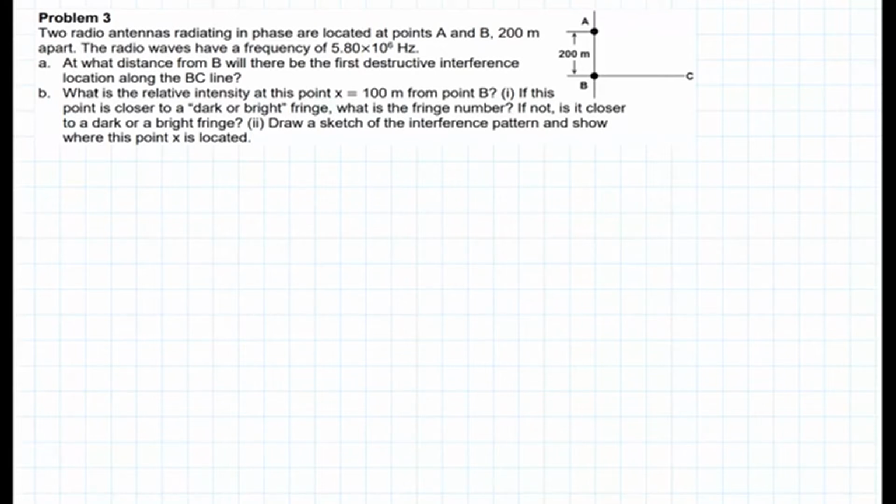B. What is the relative intensity at the point x equals 100 meters from point B? I. If this point is closer to a dark or bright fringe, what is the fringe number? If not, is it closer to a dark or bright fringe? Draw a sketch of the interference pattern and show where this location x is located.